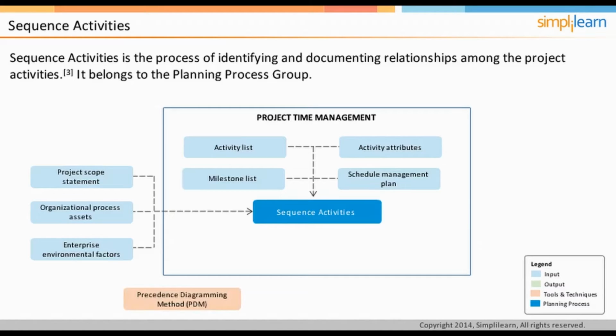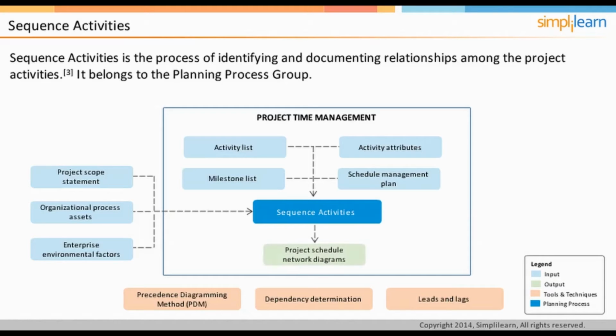In this method, the activities are drawn on a network diagram and all the different kinds of dependencies between the activities are determined. While determining activity dependency, it is important to identify the type of relationship or dependency between the activities. The other technique is leads and lags, which is widely used for sequencing activities. The output of the process is the project schedule network diagram, which is a graphical representation of the project activities in the form of a network, which also shows the activity dependencies.